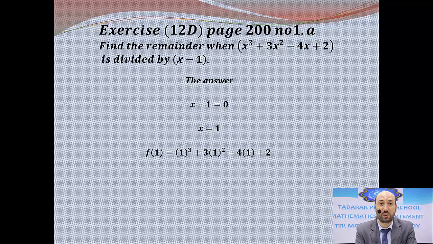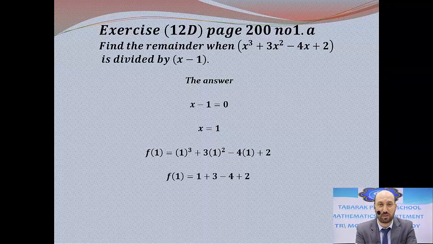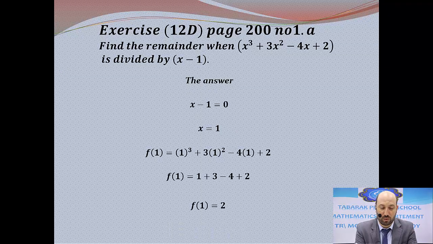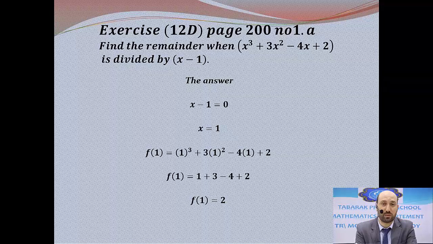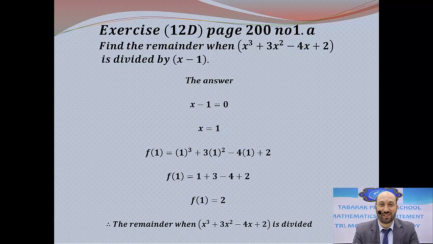So function of 1 equals 1 power 3 plus 3 times 1 squared minus 4 times 1 plus 2. It will be 1 plus 3 minus 4 plus 2, so function of 1 equals 2. So the remainder when x power 3 plus 3x squared minus 4x plus 2 is divided by x minus 1 is 2. And now exercise 12D, page 200, number 2A.